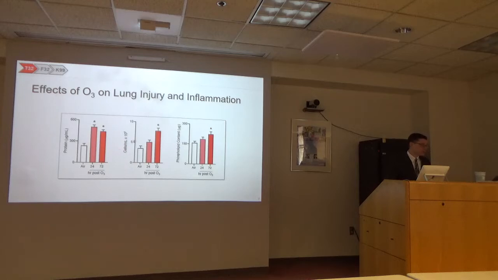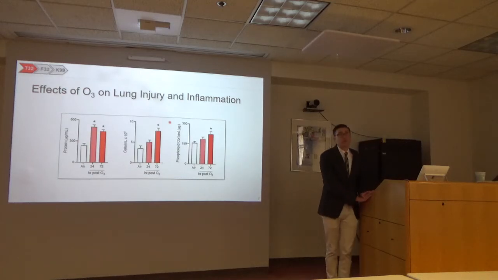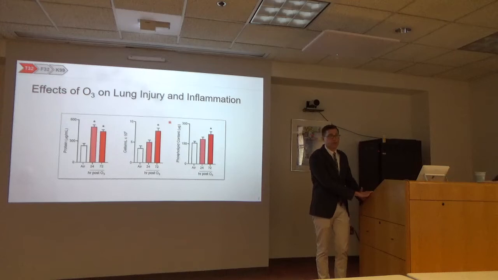And so another thing we quantify is the amount of cells present, and we just do this with a hemocytometer with trypan blue dye exclusion. We see a subtle increase at 24 hours post-exposure and a significant increase in the number of cells at 72 hours post-exposure relative to the air controls. And so this is telling us that there's some sort of accumulation of cells in the bronchoalveolar lavage, which would be consistent with inflammation.